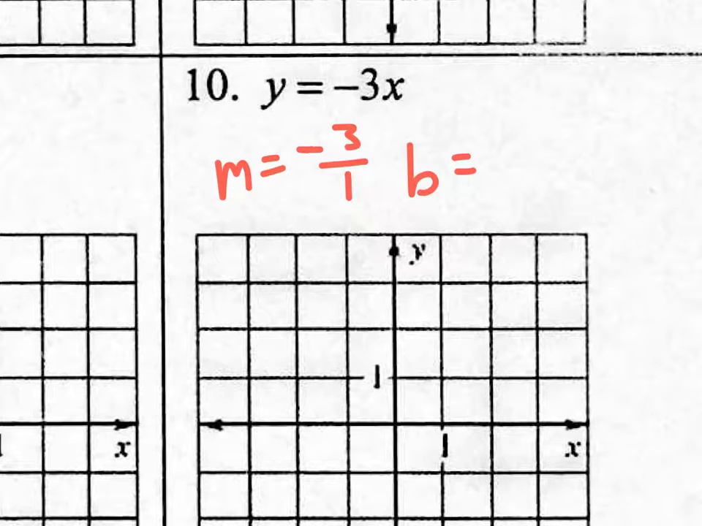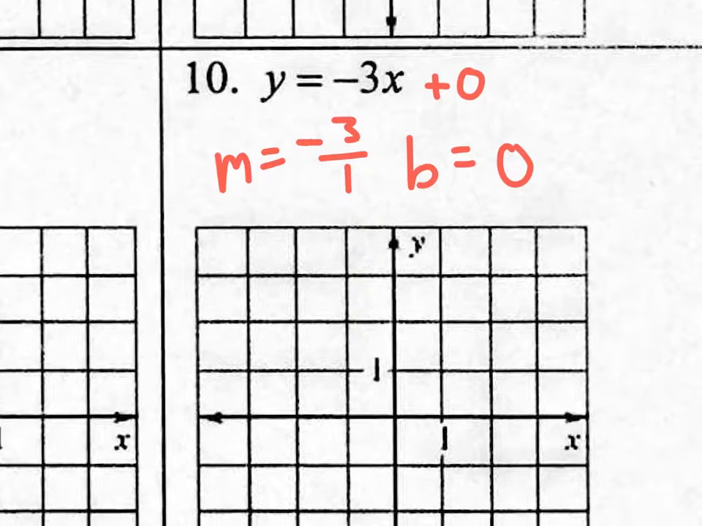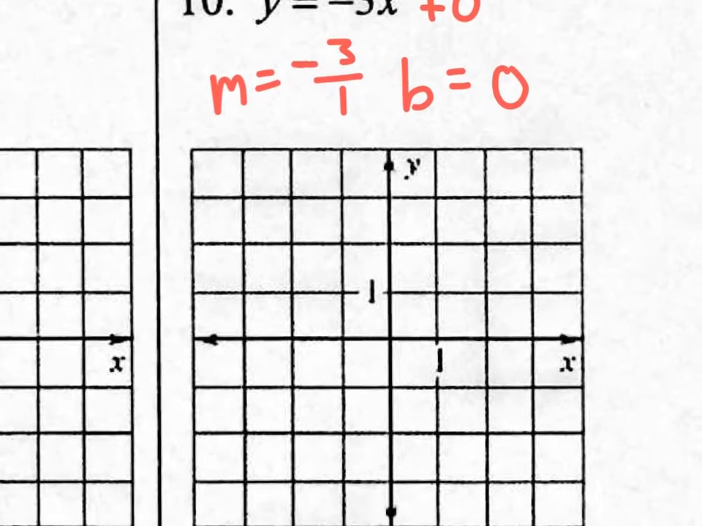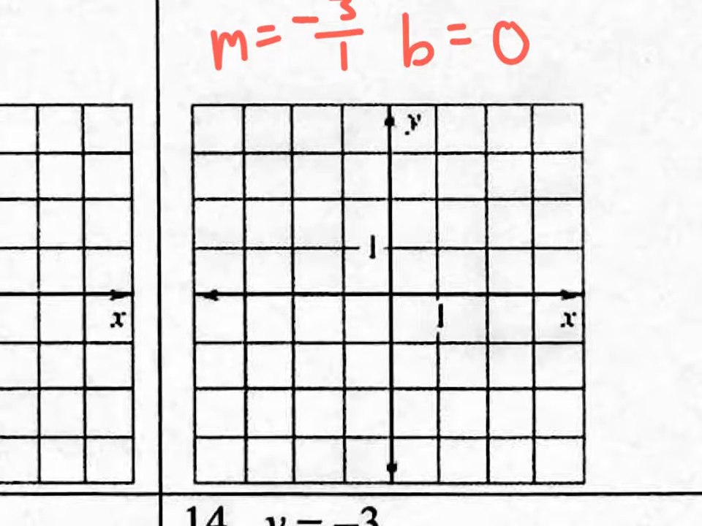And how about the b value? y equals mx plus b. What's the b value? 0. That's right. There's nothing out here at the end, so you're going to have a b value of 0. So don't get confused. That's pretty easy. All it's telling you is it's going to cross your y-axis at 0. So it's going to cross right at 0 on the y-axis.